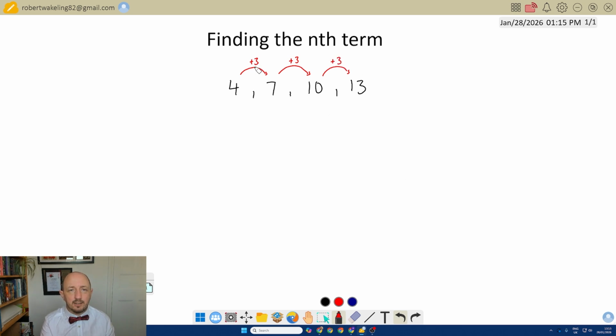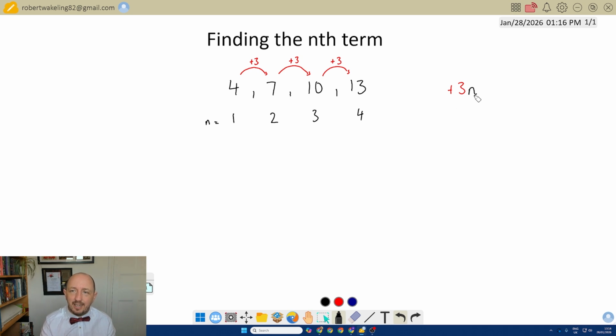Okay, so that difference between them, this number that we add each time, that positive 3, that number goes in front of n. Okay, because in a sequence, we use n to determine where in the sequence we actually are. So n equals 1 is the first term, n equals 2, 3, and 4. So the fourth term is 13. That's the language that we use around this topic.